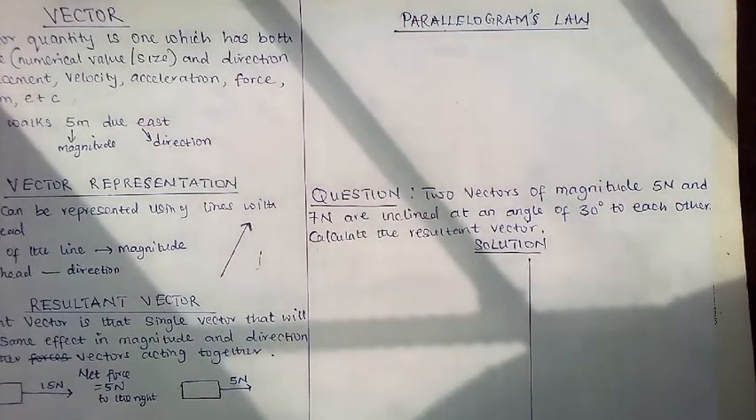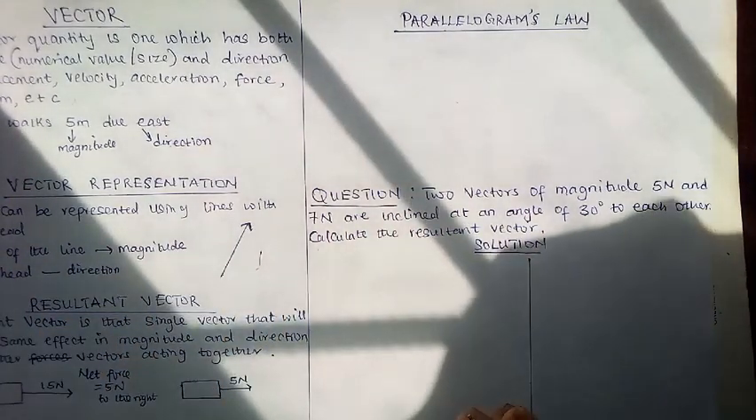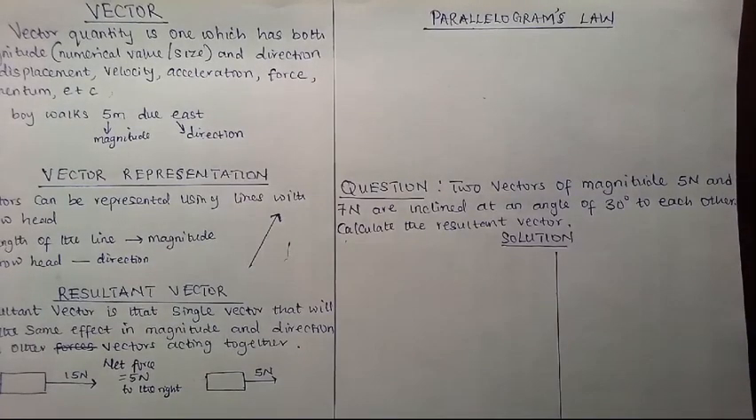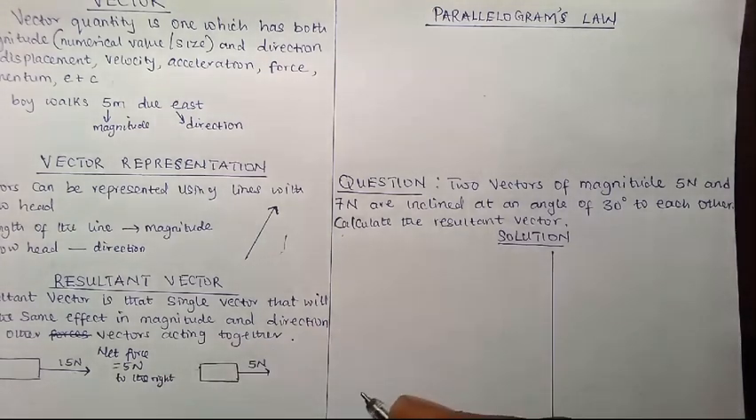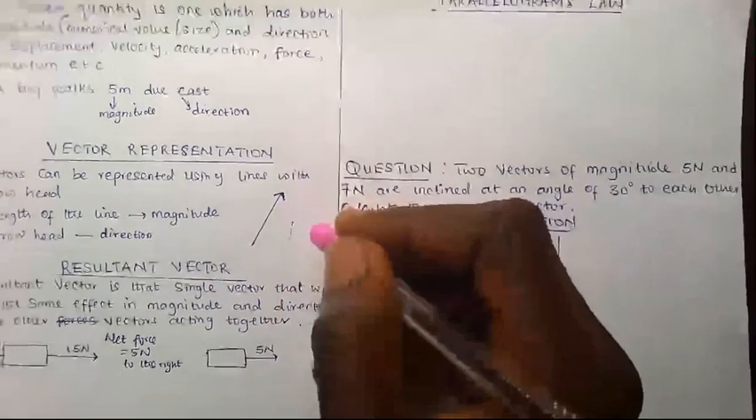And now from the parallelogram law of vectors, we have that the adjacent sides of a parallelogram represent the vectors. So if we have two vectors inclined at an angle, let's call it theta, we can use the parallelogram law to represent the vectors and to also calculate the resultant vector. All we need to do is to complete the parallelogram. Now, the parallelogram law tells us that the adjacent sides of the parallelogram represent the magnitude of the two vectors, while the diagonal passing through the point of intersection between the two vectors represents the resultant vector.